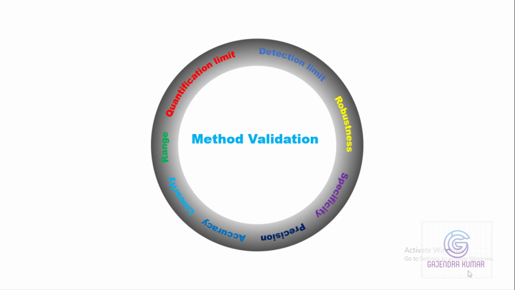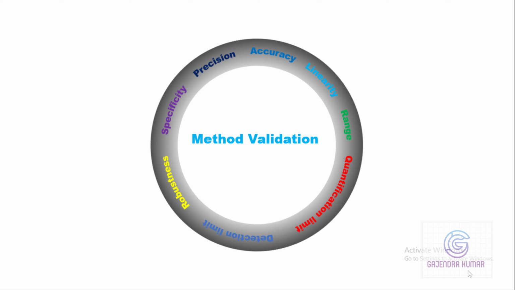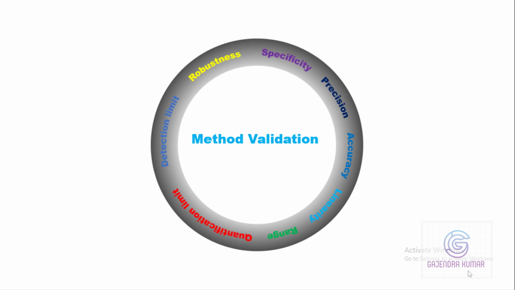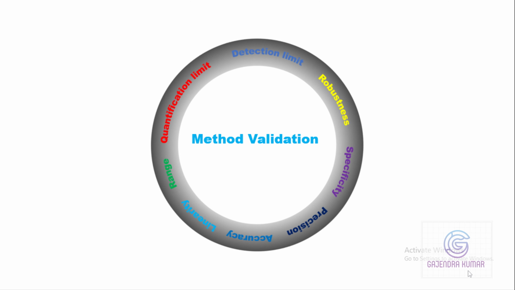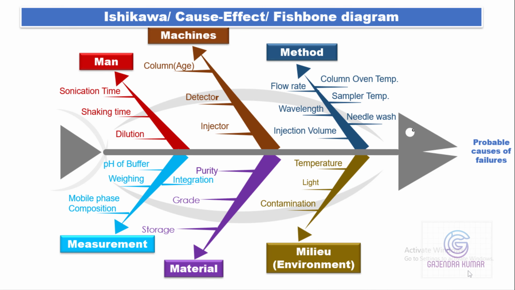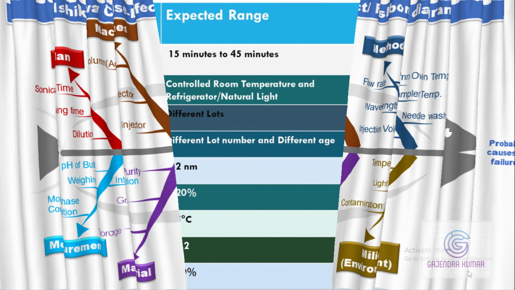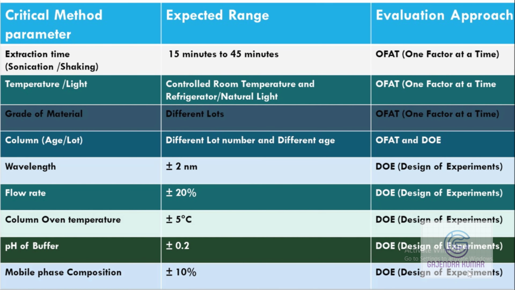In our previous episodes, we discussed each validation parameter in a detailed manner. Then we initiated the discussion on the robustness parameter. The robustness parameter was initiated by identifying the critical method parameters using the Ishikawa cause-effect diagram. After identifying the critical method parameters, we discussed the impact of extraction time and sonication time in episode 3. In this episode, we will discuss the impact of temperature and light on the final outcome of the results.